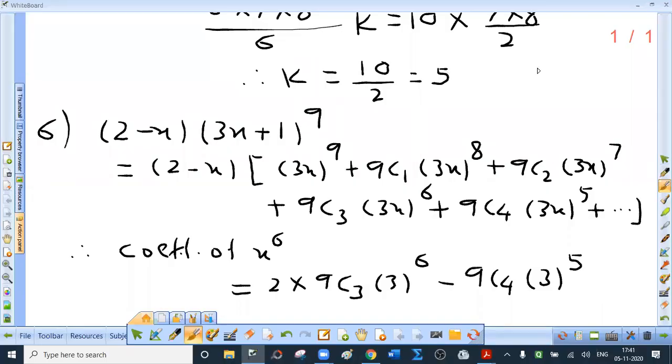Next one is a good one. Sum number 6. Find the term containing x^6 in the expansion of (2 - x)(3x + 1)^9.